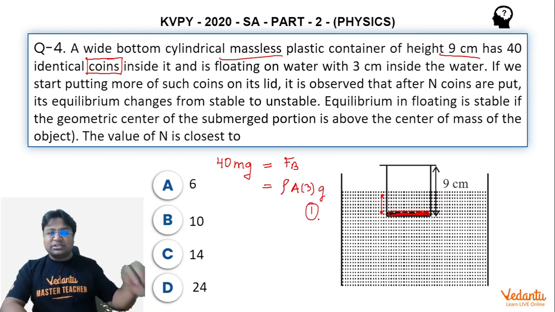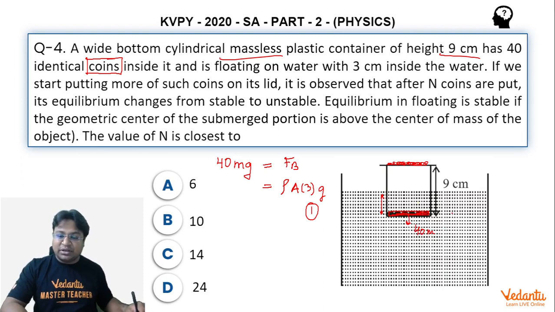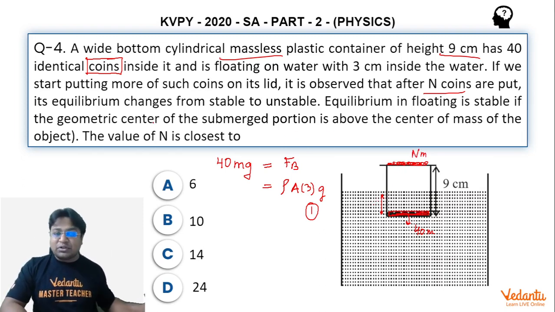Now the question says that we start putting more such coins on its lid. So we start depositing coins here. Now we have mass at two places. 40 m mass was present here, and we put a total of n coins, so n into m mass was put here. As a result, of course, the submerged part will become more than 3. The question also says that the equilibrium changes from stable to unstable.